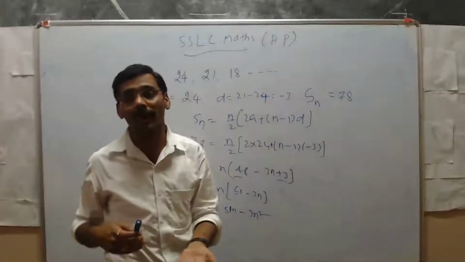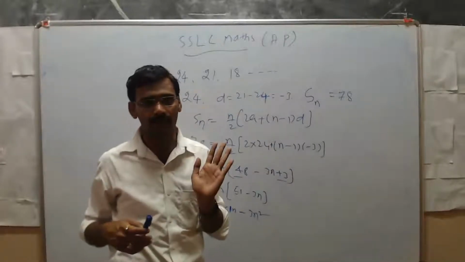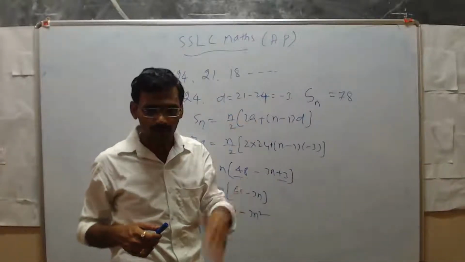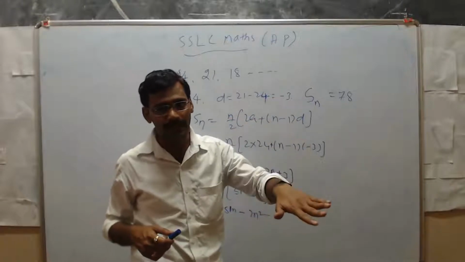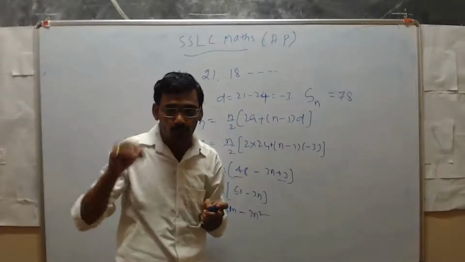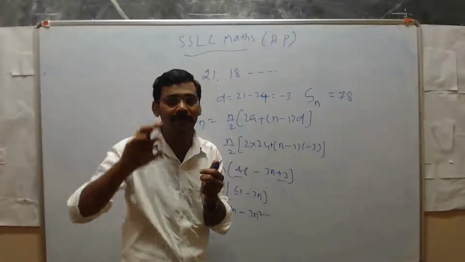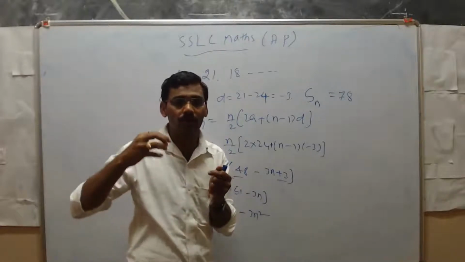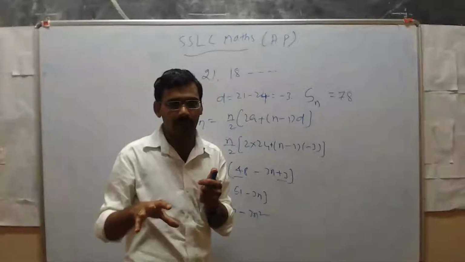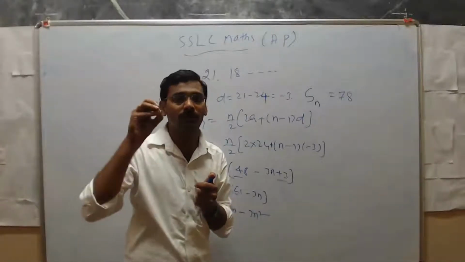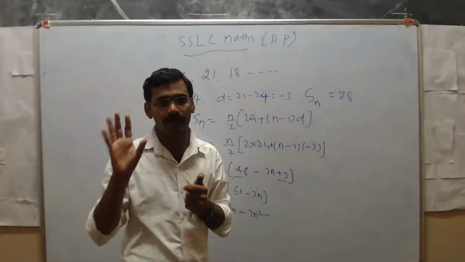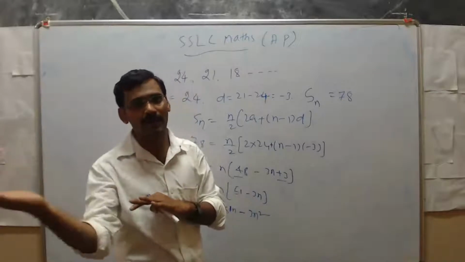How many terms should we add so that it becomes 78? If the first term is 24, the second term is 21, the third term is 18, like this. To make the sum 78, how many numbers do we have to add? How many numbers should we add so that the sum becomes 78?